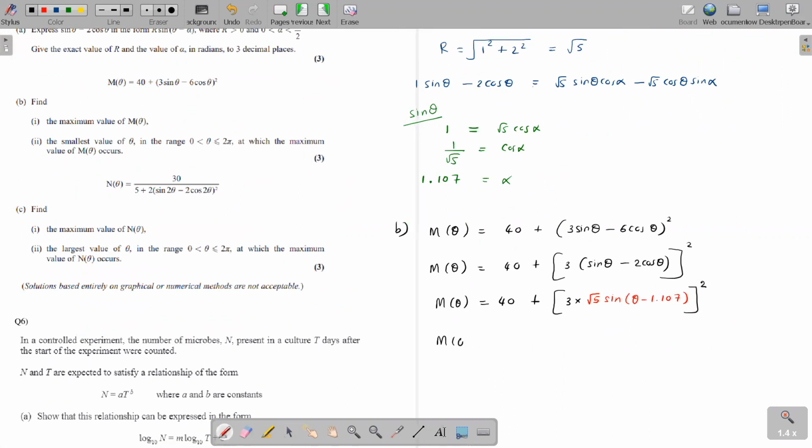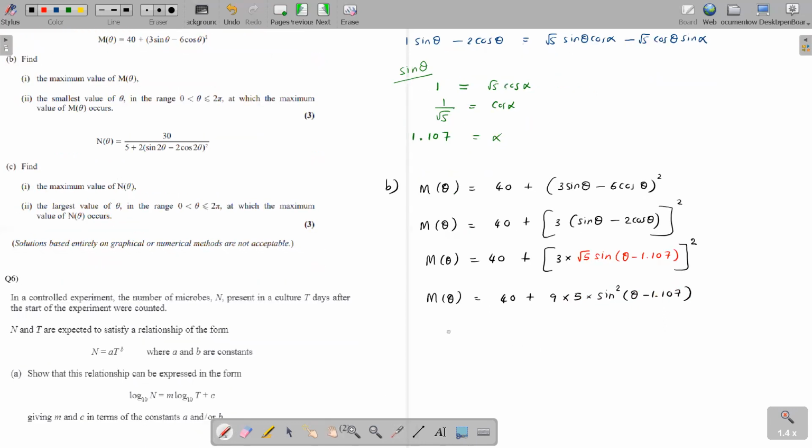So m theta equals 40 plus, and the square applies to all the factors here: 3, root 5 and the sine function. Everyone gets the square. So 3 becomes 9, root 5 when you square it becomes 5, and sine becomes sine squared of (theta minus 1.107). Is that okay? The square affects everyone inside. There are three factors inside the square here: 3, root 5 and sine. So everyone gets the square.